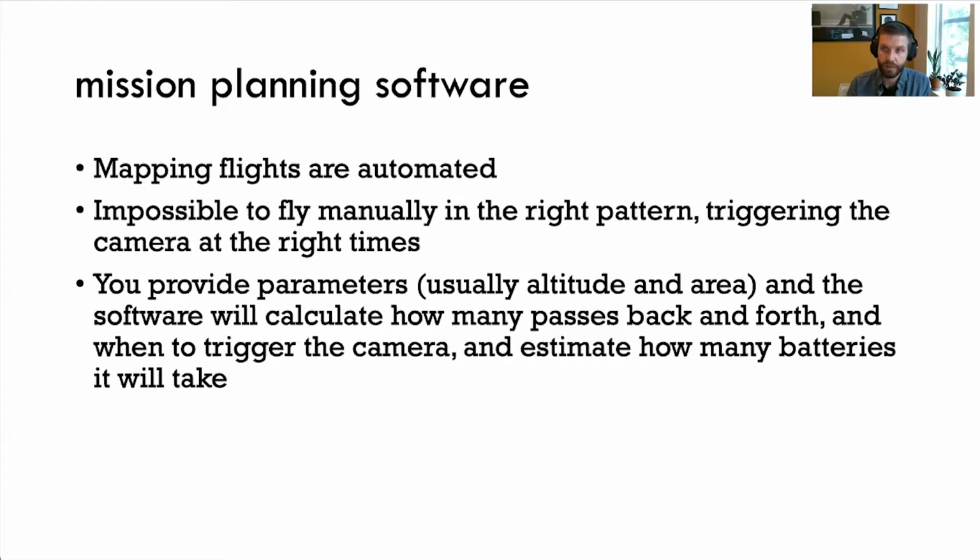So with a lot of these software packages, you provide the settings, the parameters, usually the altitude, so how high above the ground you want to fly, and the polygon that defines the area you want to cover. And then the software will calculate how many passes back and forth the drone needs to make and how often to trigger the camera. Usually it'll also estimate the time that it expects the mapping mission to take and how many batteries the drone might need to complete the full mission.